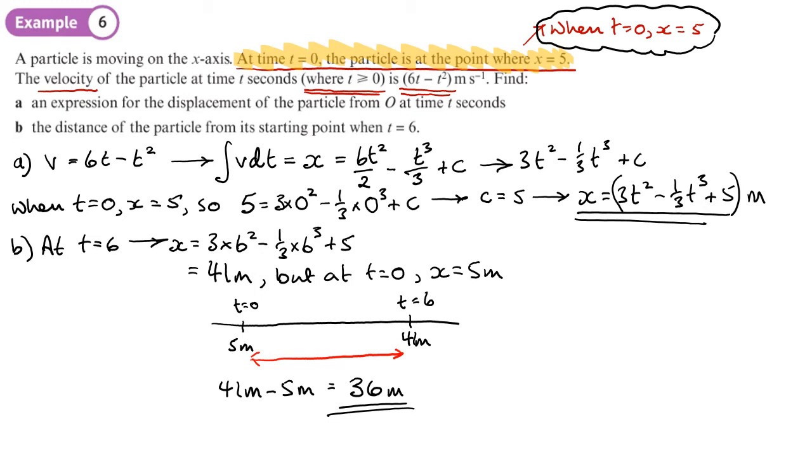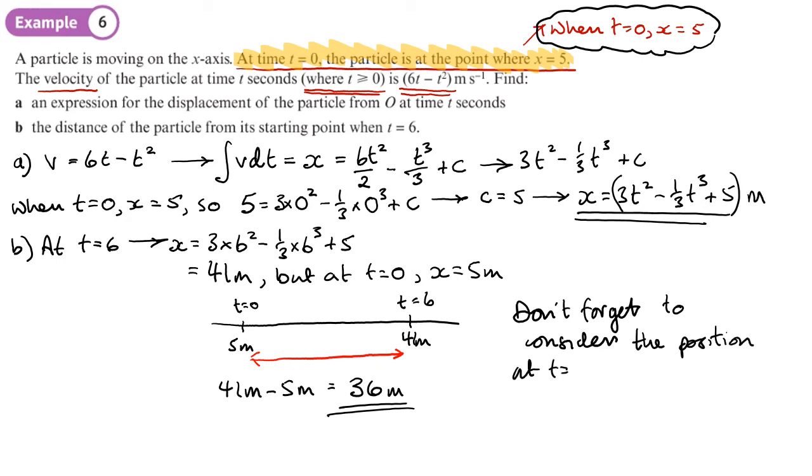We need to consider where it was at the start. It's not always at the origin at the start. So don't forget to consider the position at t equals 0. It may not be x equals 0 or s equals 0, so just be aware of that. Yeah, that can catch you out, and you could lose a mark or two if you don't spot that in the question.